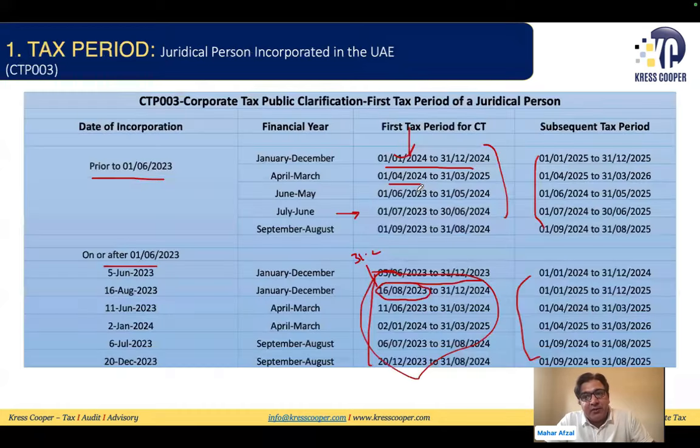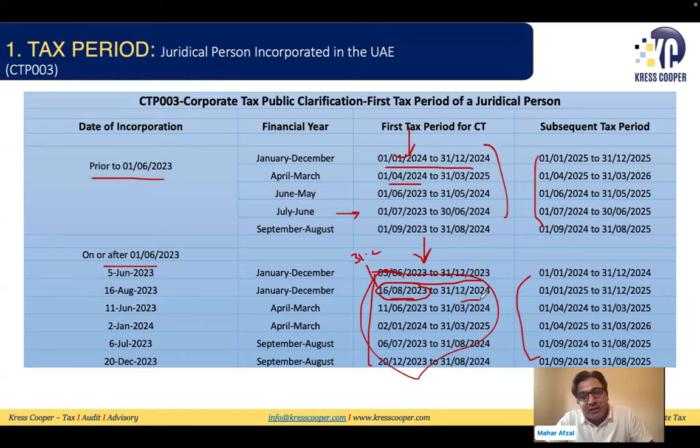Once this company is set up on or after 1st of June 2023, there is a possibility that the tax period is less than 12 months. Then they decide when their financial year will end. If the company has been set up on 5th of June, they might close their financial year on 31st December, so the tax period will be less than 12 months and the return will be for a shorter period. If the company has been set up in August, as I mentioned in this case, their financial year will end on 31st December 2024, which will be even more than 12 months.